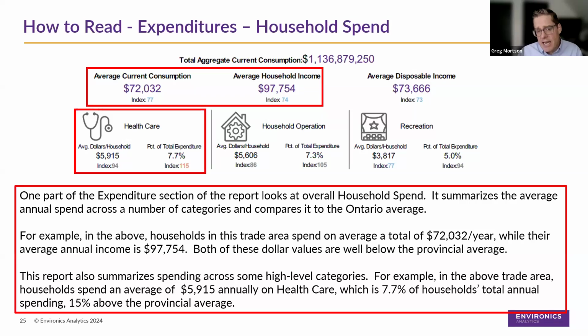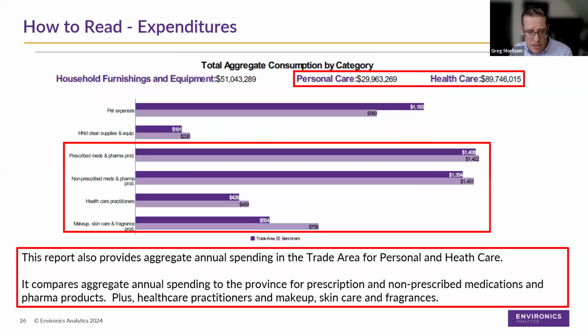But in this trade area's case, it accounts for 7.7% of the total expenditure. So that is a higher percentage of people's overall spending within this trade area by about 15% more than the provincial average. So people on average tend to spend a little bit more on healthcare in this trade area than the province on average. So that's a pretty good indicator of the potential for healthcare services within your trade area. You also can drill down a little bit into some of these categories.